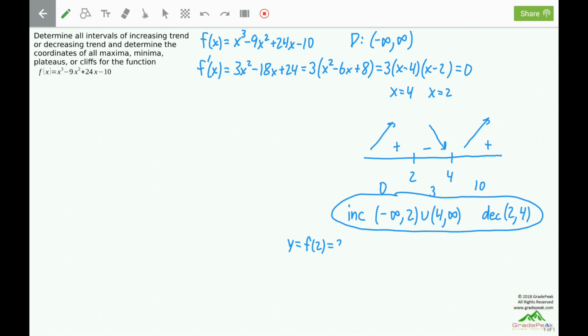f of 2 will be 2 cubed minus 9 times 2 squared plus 24 times 2 minus 10. 2 cubed is 8. 2 squared is 4 times the negative 9 is a negative 36. Plus 24 times 2, which is 48, minus 10. 8 minus 36 is a negative 28. Plus 48 will be a 20, minus 10 will be a 10.